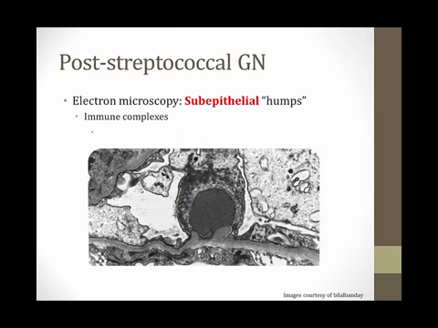The hallmark of post-streptococcal glomerulonephritis on electron microscopy is the presence of subepithelial humps. These are immune complexes that have worked their way into the subepithelial layer, and they formed characteristic humps as I've shown on the screen. This finding is virtually diagnostic for post-streptococcal GN, and you want to make sure you can recognize it for your board exams.